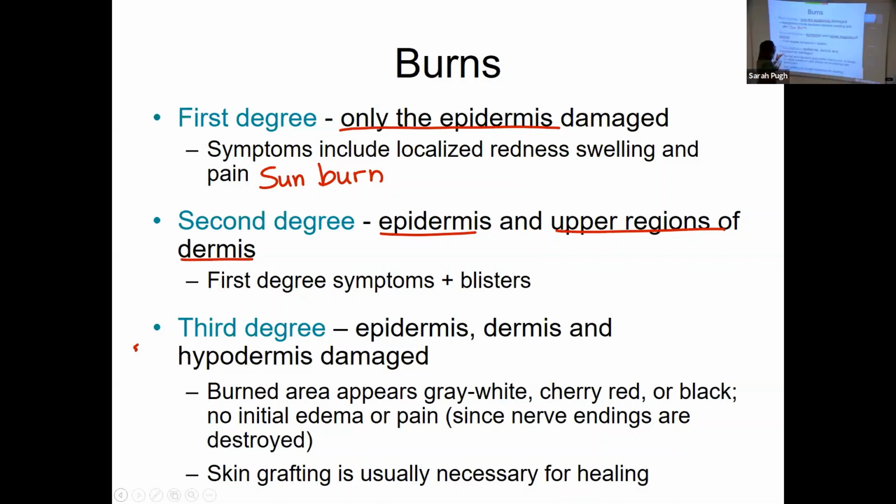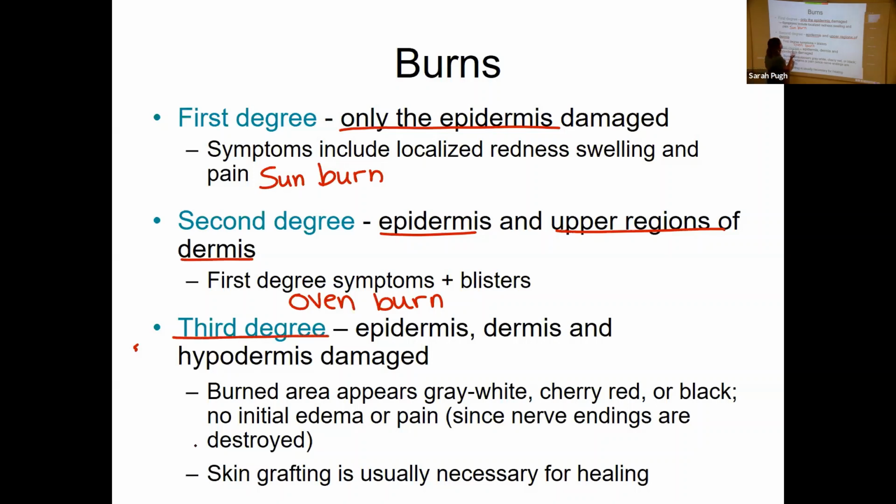So examples of a 2nd degree burn would be like an oven burn, right? You're pulling cookies out of the oven and you accidentally hit the side of the oven with your hand. You might get a blister in that area. Curling iron burns, right? Or flat iron burns. Get them on your neck. Sometimes those would be 2nd degree if you get a blister.